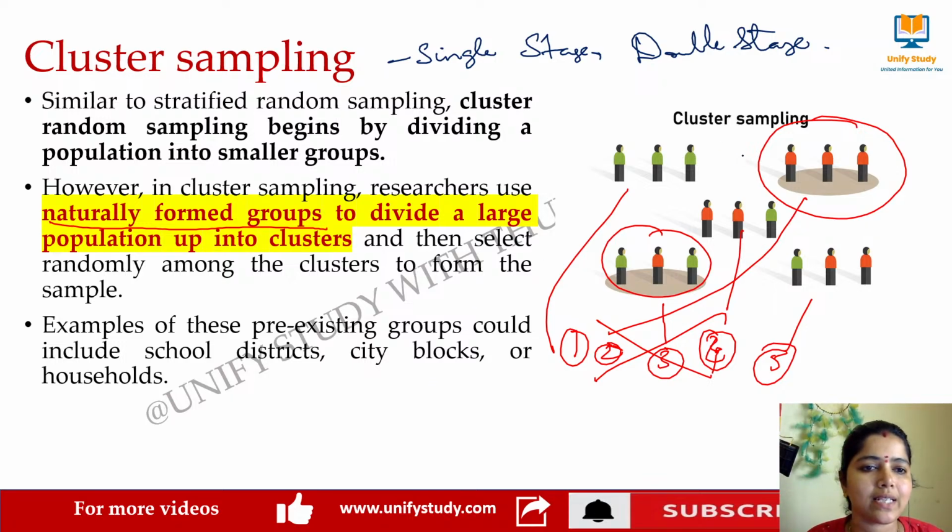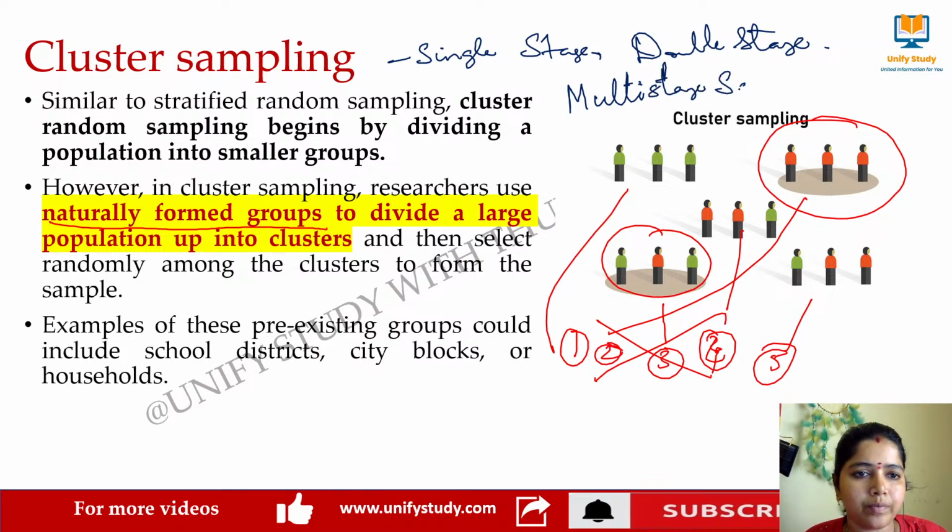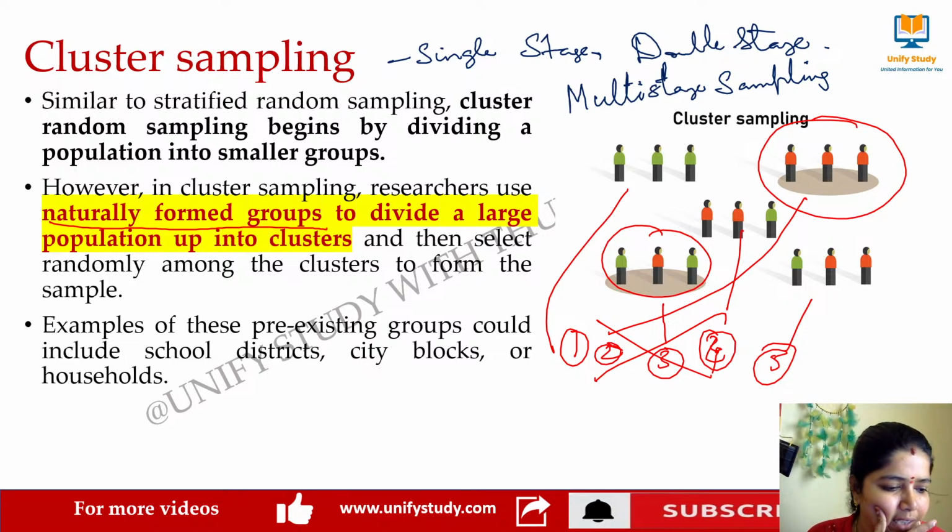In multi-stage sampling a high level of subjectivity is possible. Subjectivity means biased. We cannot get an accurate representation of the whole population. That is a problem in multi-stage sampling. Yes Navya, I'll repeat. Any other doubts?